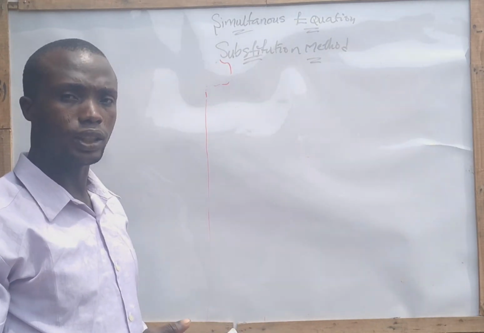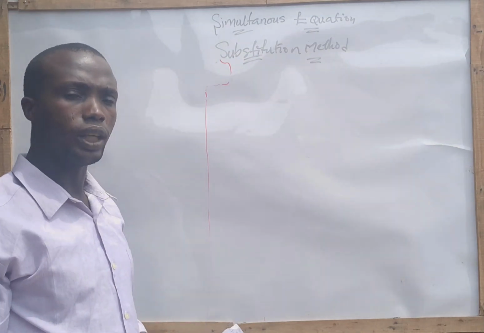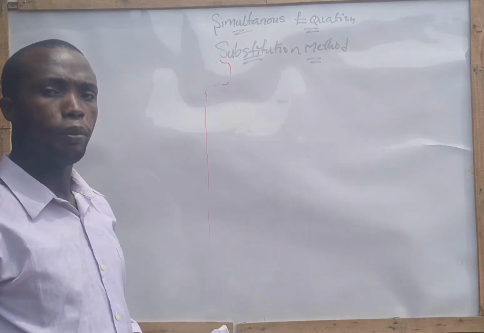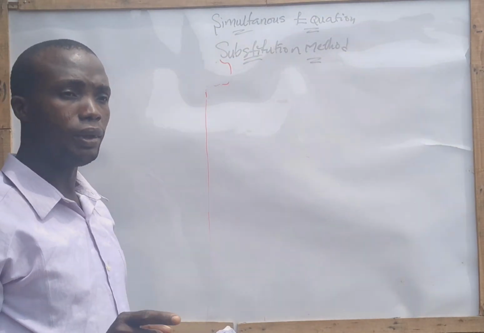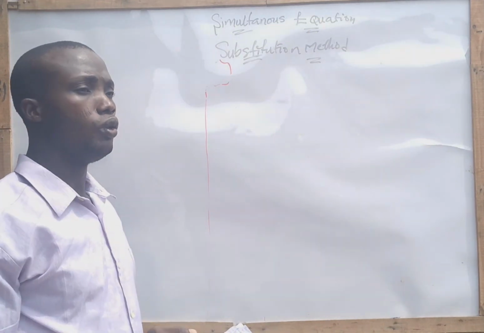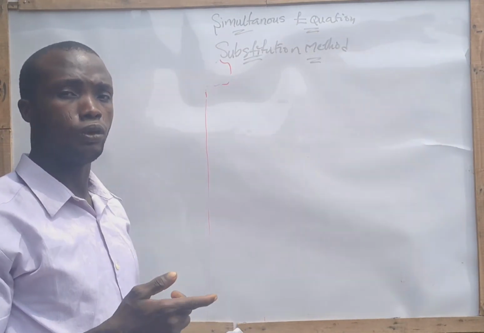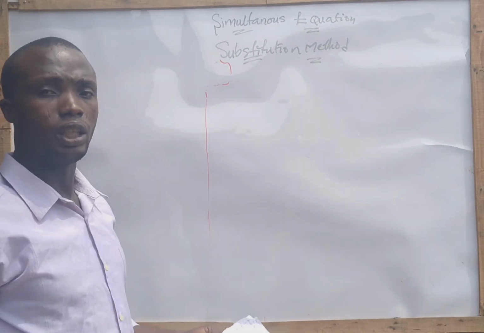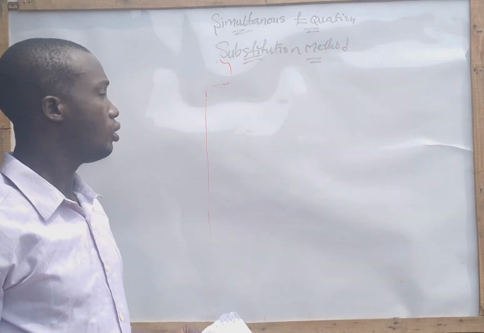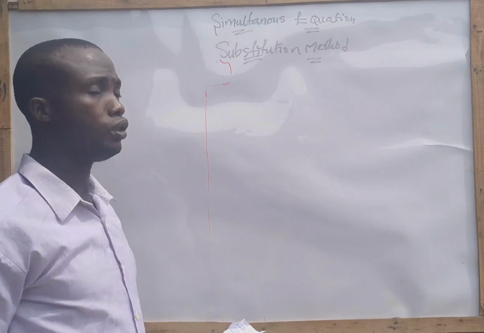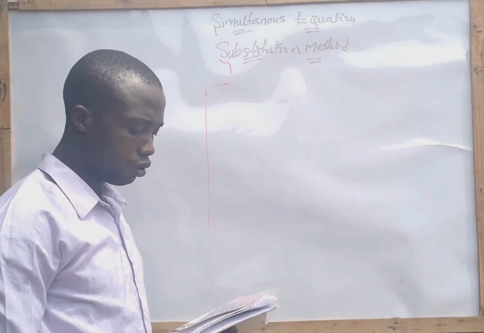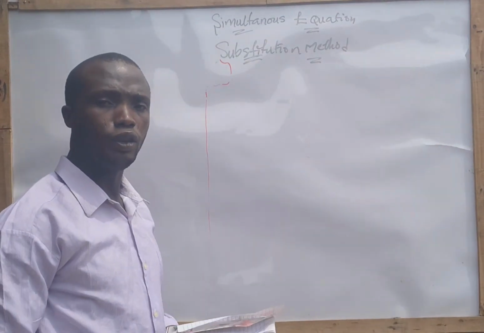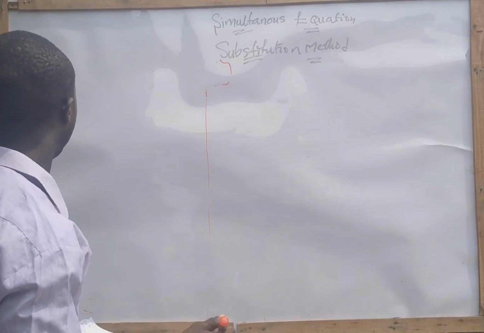Some students understand the elimination method while others understand the substitution method. But the examiner is very funny. The examiner can ask you to solve using the substitution method, and if you solve using the elimination method, the examiner will penalize you. So you have to understand the substitution method as well. Without wasting our time, let me quickly write out our equation.